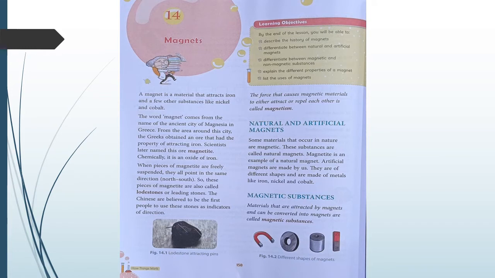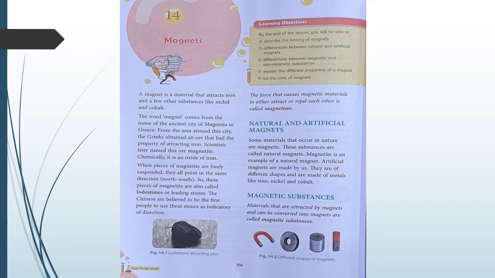So what is a magnet? A magnet is a material that attracts iron and a few other substances like nickel and cobalt. You might have observed that sometimes when you're playing with two magnets, and when you try to bring one piece of magnet towards another, then what will happen? Sometimes it pulls the other piece or it attracts, and sometimes it pushes or repels the other piece, right? So that force, that property is nothing but magnetism. The force that causes magnetic materials to either attract or repel each other is called magnetism.